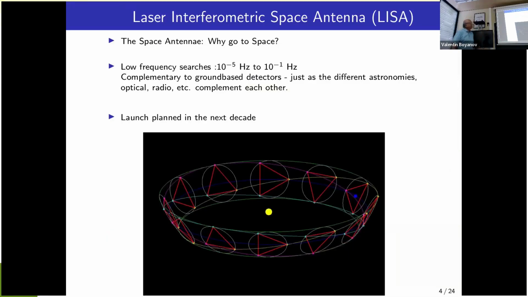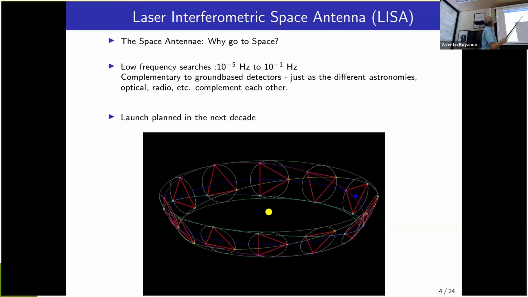Okay, so we go to space detectors. So why go to space? The basic thing is that for ground-based detectors, as I said, below 10 hertz it's very hard to detect sources or remove the noise. And so the solution is to go into space. And there you don't have this big noise, the earth does not vibrate and so on.